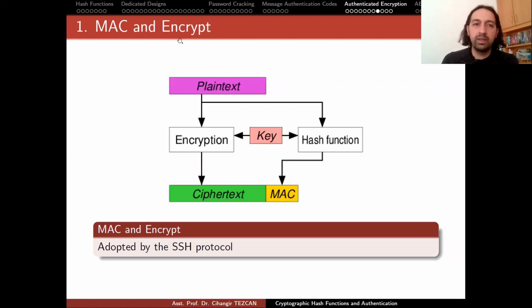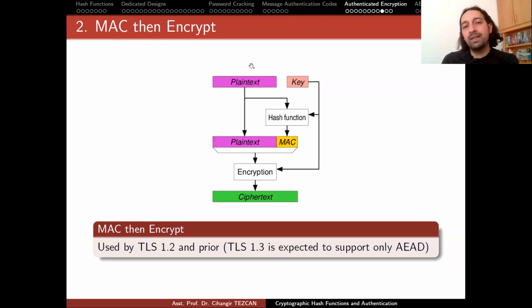If you go back to the picture, in MAC and encrypt, you use the plain text data, and encryption and authentication are done at the same time on the plain text. In the MAC then encrypt version, you first provide the tag by using the hash function. You concatenate it at the end of your plain text, and then perform the encryption on the whole data and obtain a ciphertext. This is used by TLS 1.2 and in the previous versions.